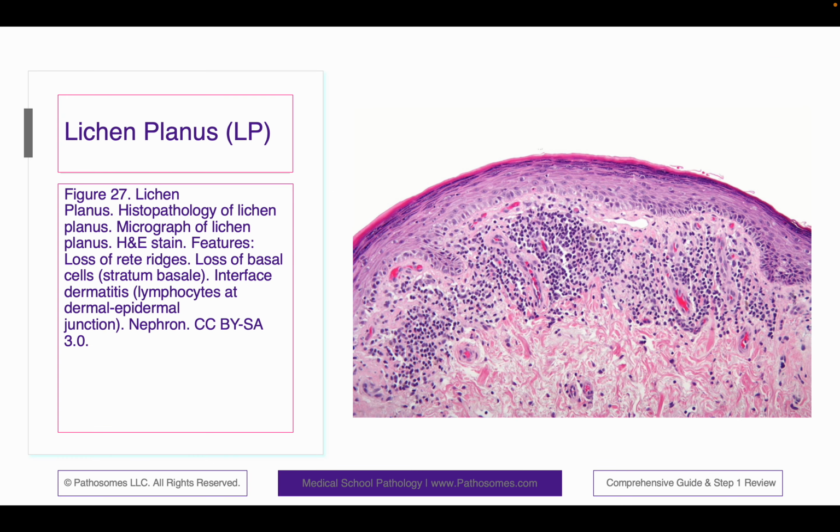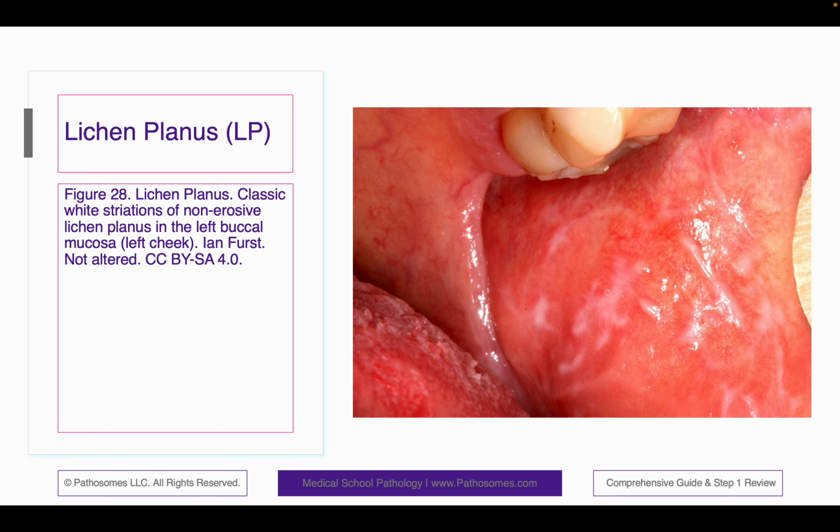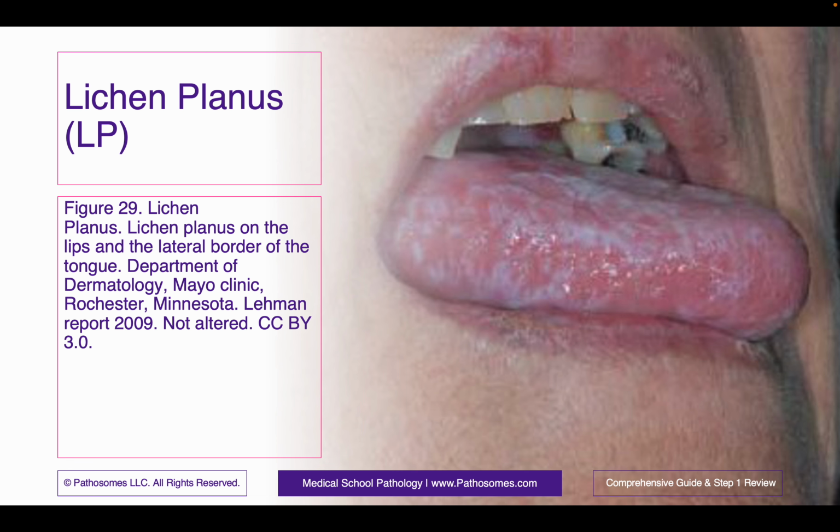Here we have histopathology of Lichen Planus. Note the loss of the basal cells and the interface dermatitis, i.e. those lymphocytic infiltrates present at the dermal epidermal junction. And here we have the classic white striations of non-erosive Lichen Planus of the left buccal mucosa. And more Lichen Planus, this time on the tongue.